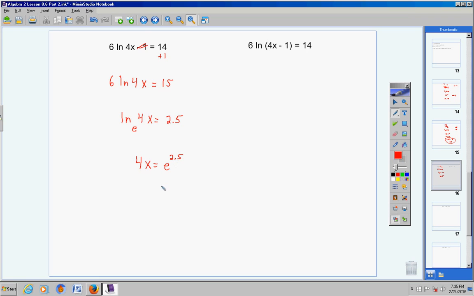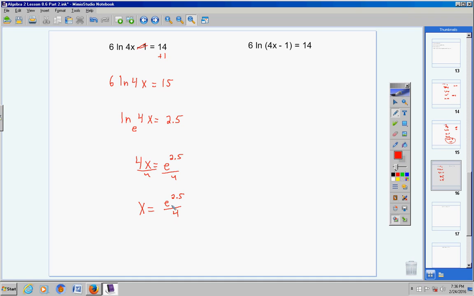Correct? Now, x is not by itself. Divide both sides by 4. Divide this side by 4, divide this side by 4, and you're left with e to the 2.5 power divided by 4. So how would you type that in? Well, I'm glad you asked.